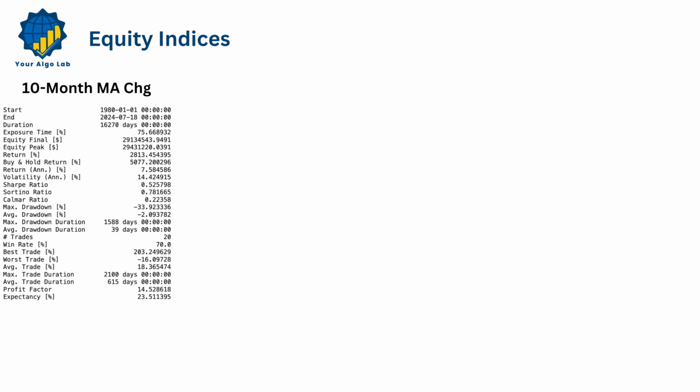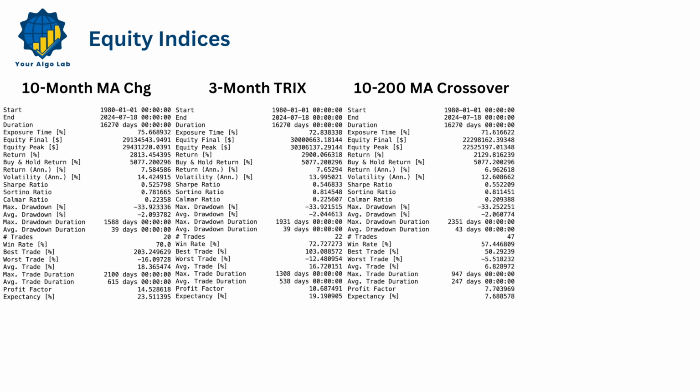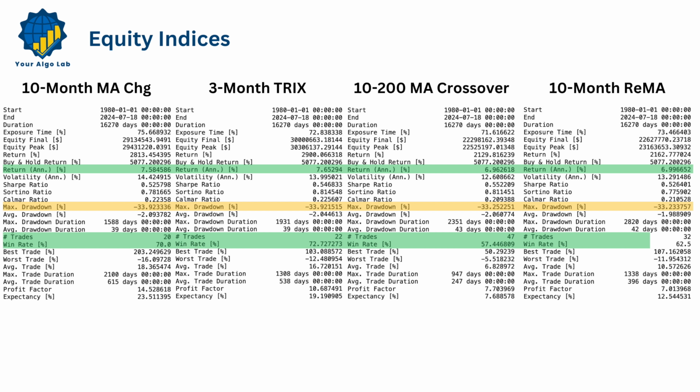Let's compare our 10-month moving average change strategy with previously tested ones. For these comparisons, we are using the S&P 500 as the underlying index. In terms of returns, the 10-month moving average change strategy is among the best performing strategies. Regarding risk, it aligns well with the other strategies. Additionally, this strategy generates fewer signals while maintaining a good win rate.